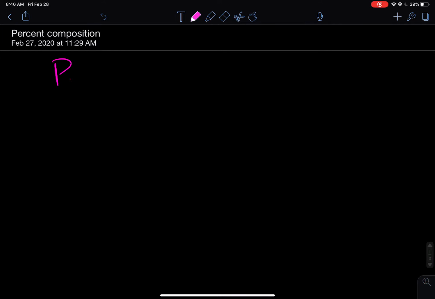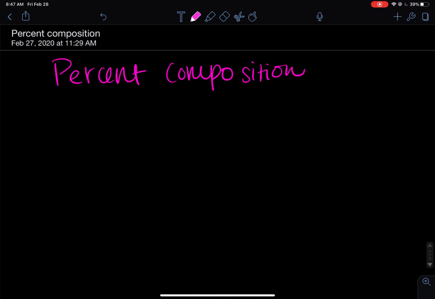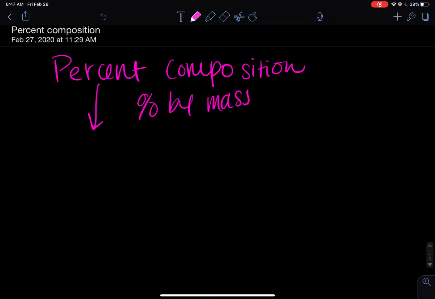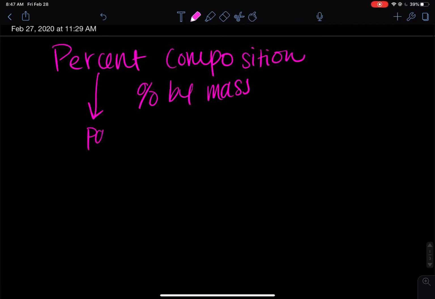Okay, so the next topic is percent composition. Percent composition is normally just percent by mass. And anytime that we do a percent, a percent is just the part over the whole.